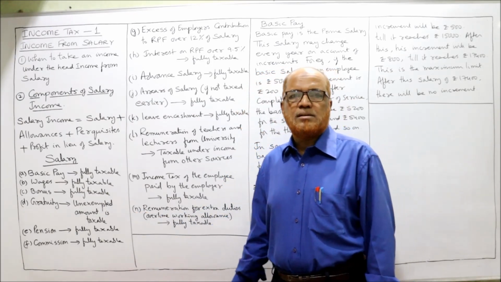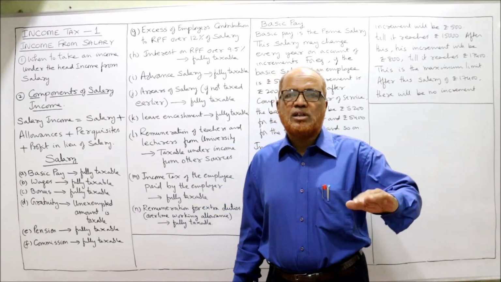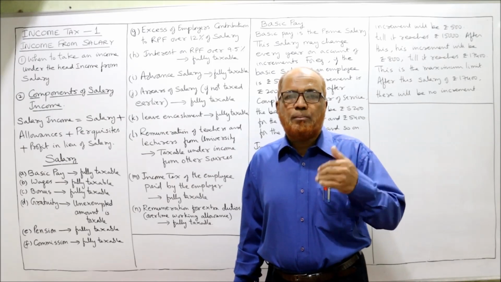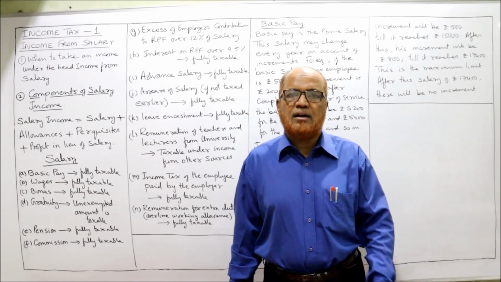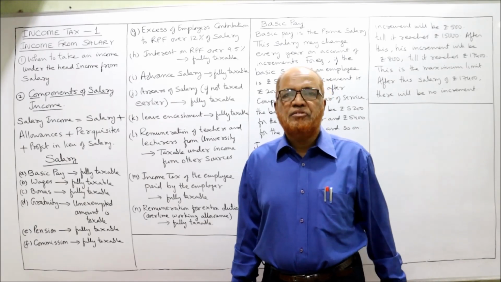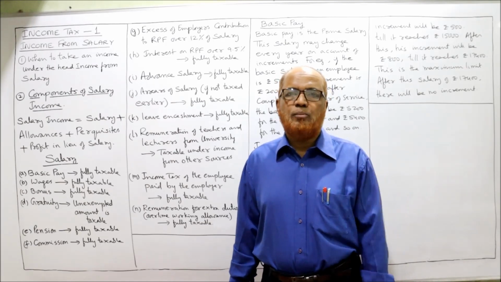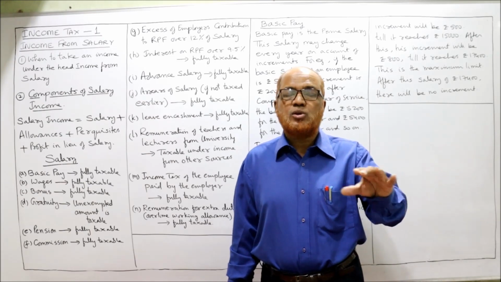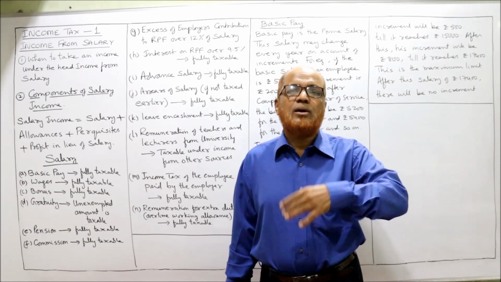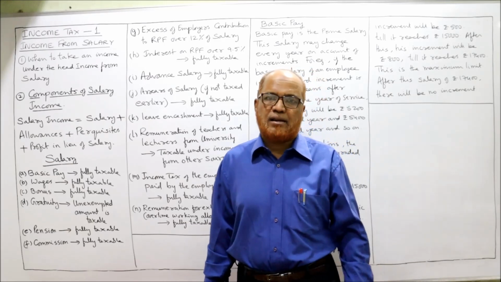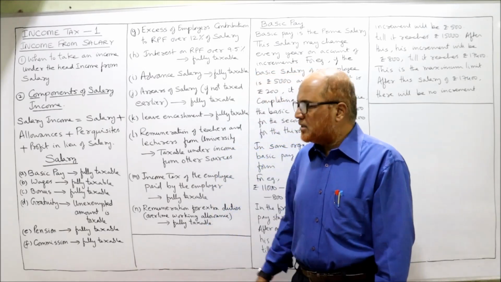Third one, bonus. There are different types of bonus which are the extra amount which is given by the employer to the employee based on different things like, for example, a productivity bonus or statutory bonus. So different types of bonus, contractual bonus. So any bonus given by the employer to the employee apart from salary, that is also taxable under the salary.